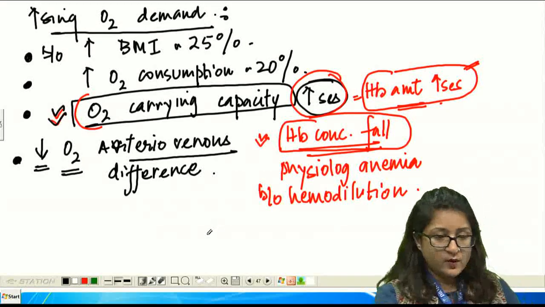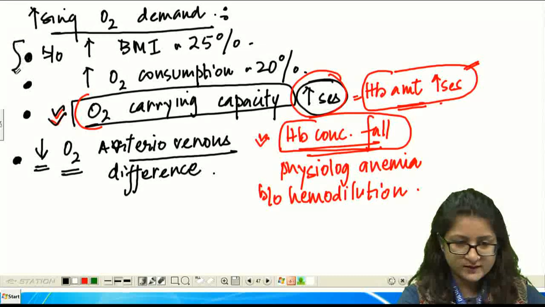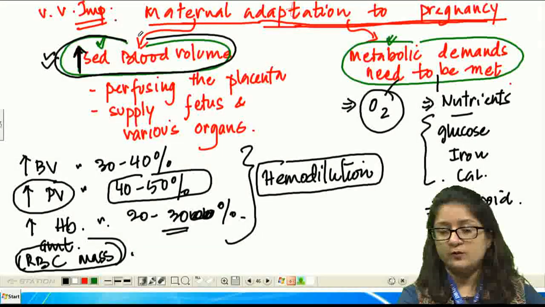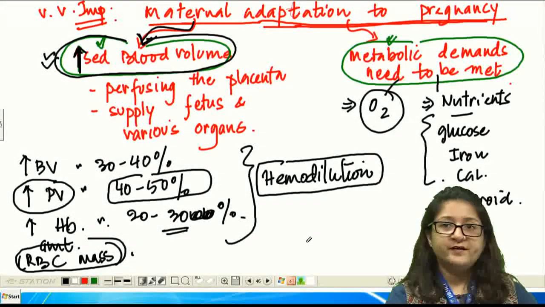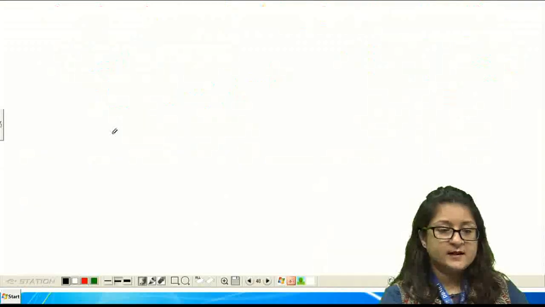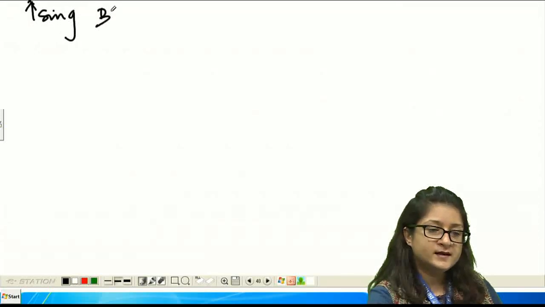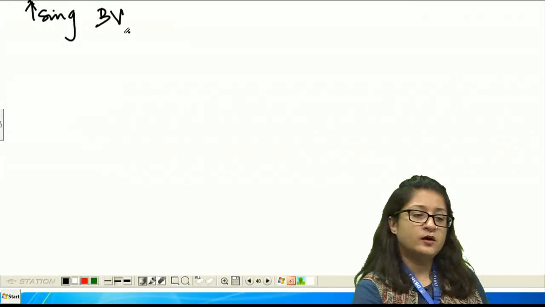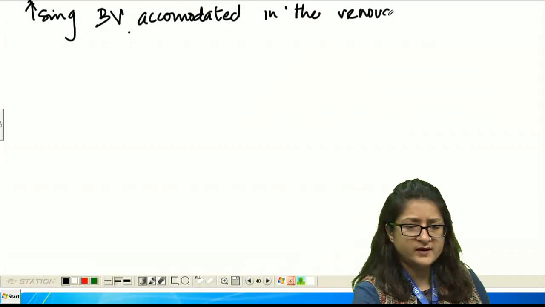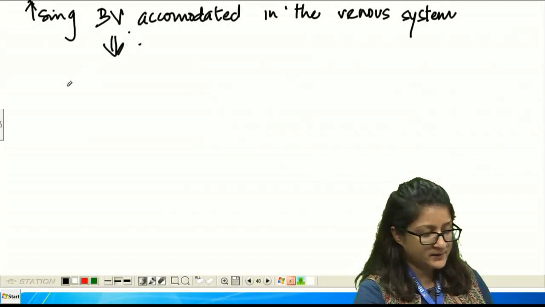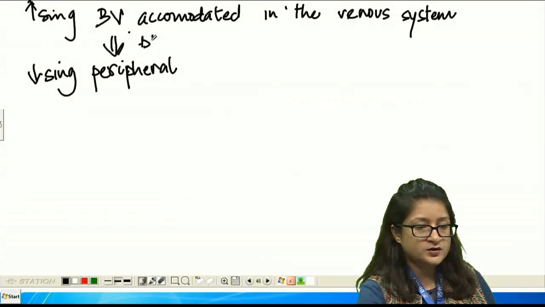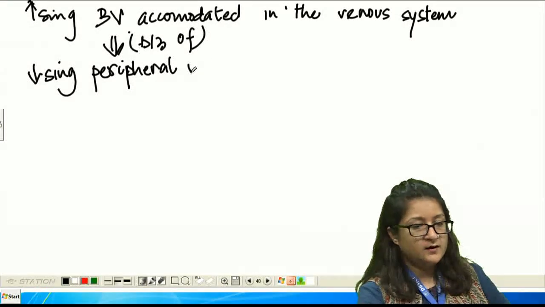All right, now another important thing, if we are done with this limb of the flow chart, let us come to this where I talked about the increasing blood volume. Now all this increasing blood volume has to be accommodated in the venous system of the mother. It has to be accommodated somewhere, right? In the venous system, in the circulating system. And how does that happen? That happens by decreasing the peripheral vascular resistance.